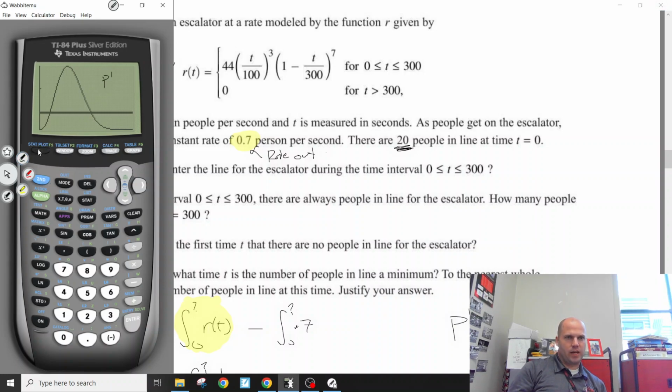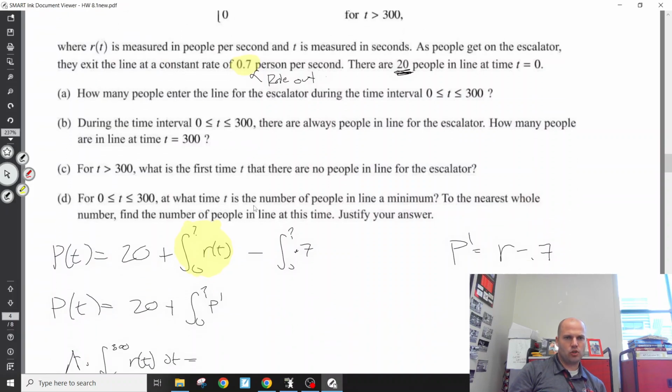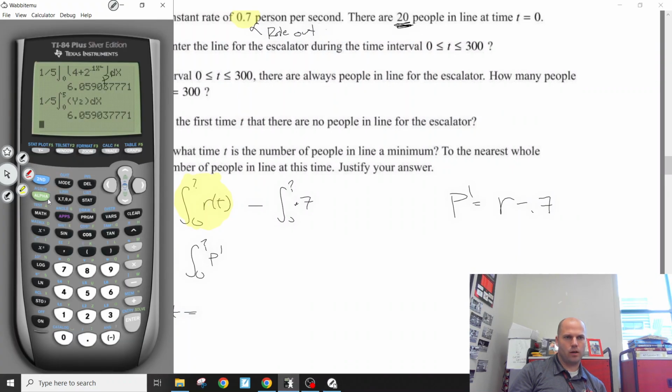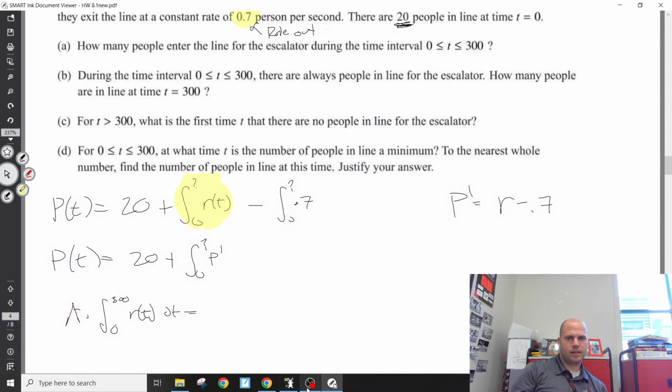But understanding, you can now use y1 and y2 separately. You just want the integral of R, that's the integral of y1, math 9, 0 to 300 of y1. Don't write y1 down as your justification. You should be using it like that. You get 270. That's a nice number. 270 people enter the line.